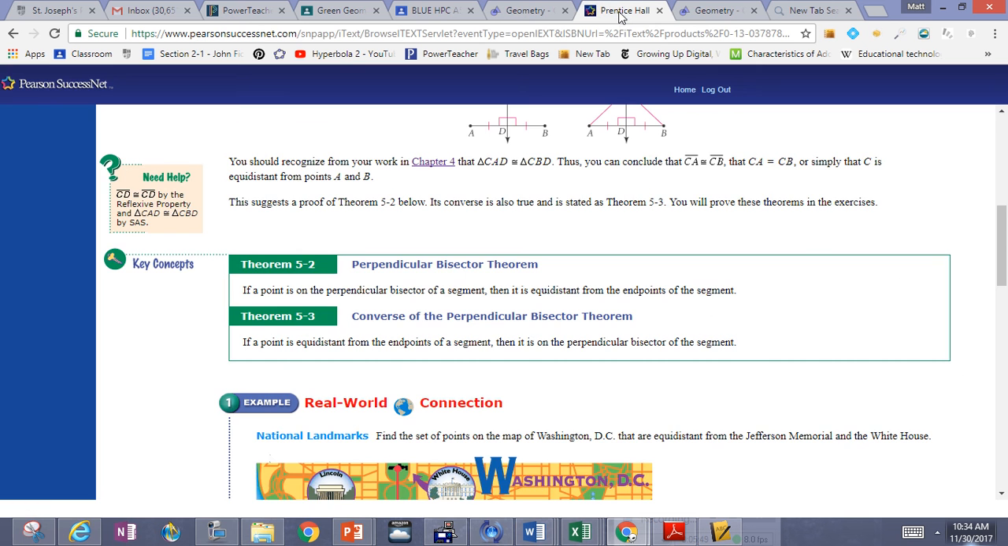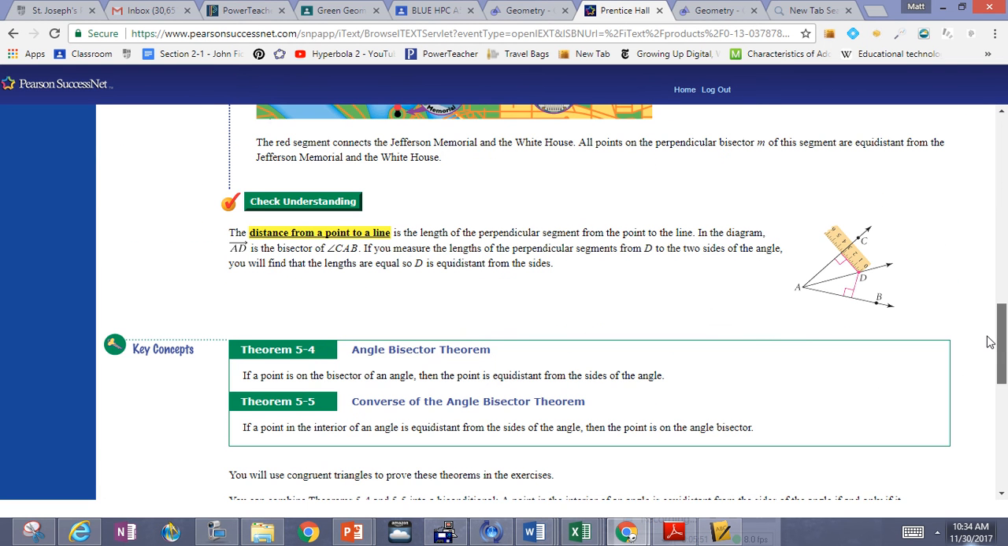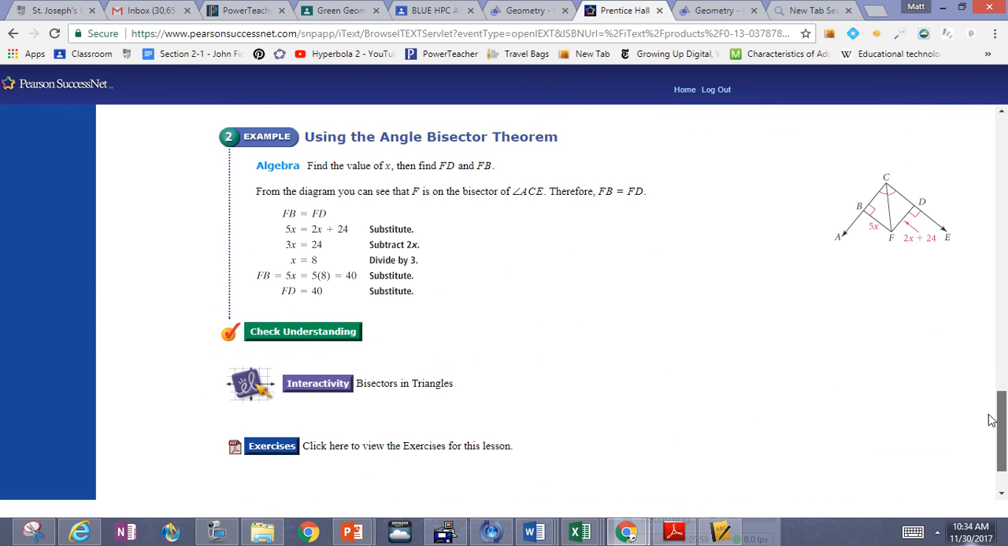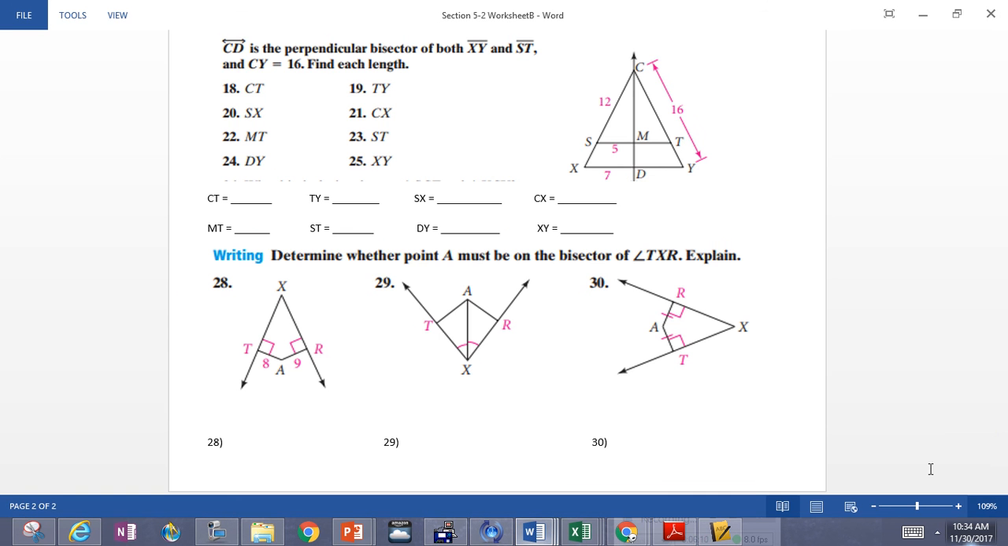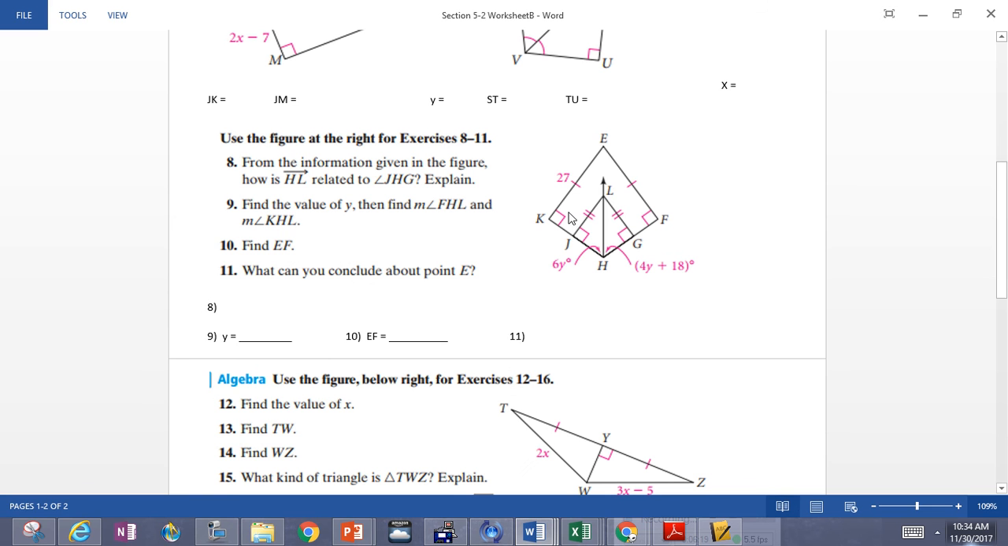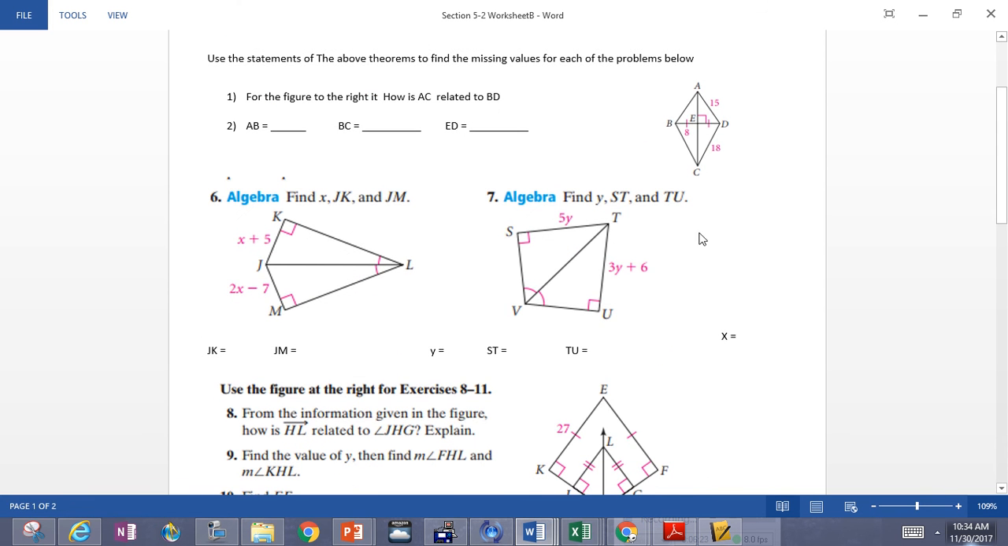So that's the idea behind theorems 5.4 and 5.5, the angle bisector theorem and its converse. And of course, with that, you are able to answer most of the questions being asked, not there, but on my worksheet, 5.2, that you have to complete. These are angle bisector questions here, and the last couple are angle bisector questions as well. So you should be in good shape with that. There you go.